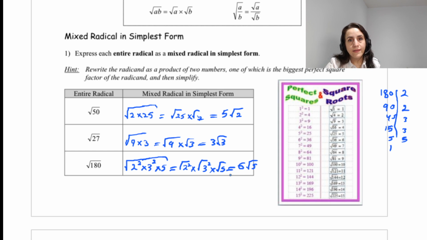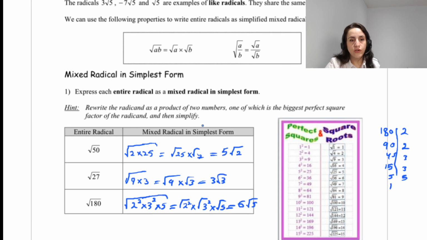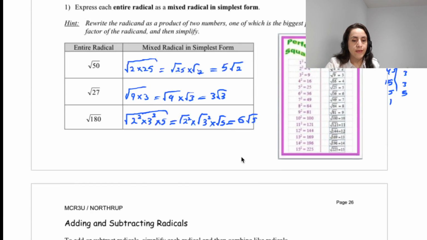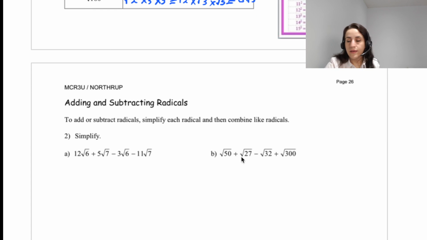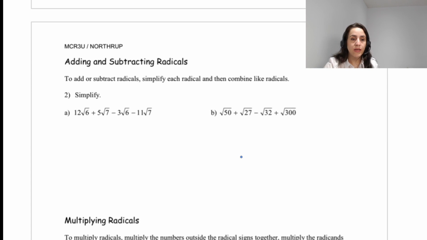We can add and subtract radicals. Here we just talked about the multiplication or division of radicals. Now we have a couple of questions about adding and subtracting radicals. I'm going to start with the first example: 12 radical 6 plus 5 radical 7 minus 3 radical 6 minus 11 radical 7.